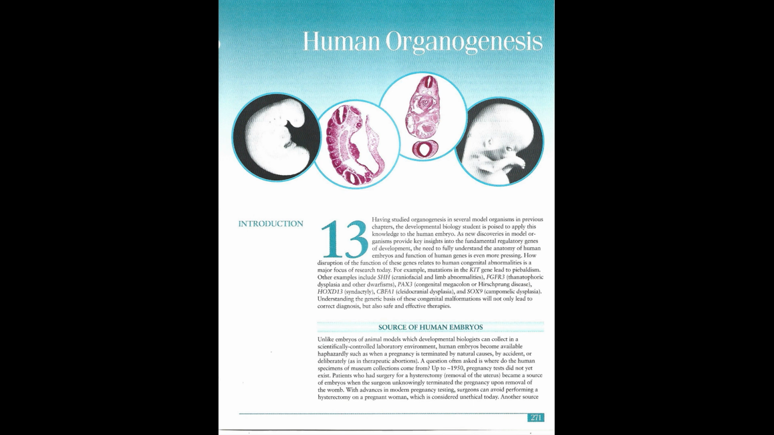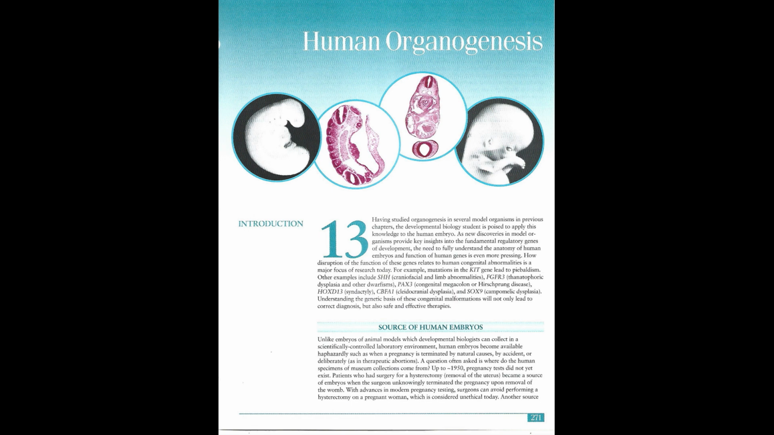A question often asked is, where do the human specimens of museum collections come from? Up to 1950, pregnancy tests did not yet exist. Patients who had surgery for a hysterectomy, removal of the uterus, became a source of embryos when the surgeon unknowingly terminated the pregnancy upon removal of the womb. With advances in modern pregnancy testing, surgeons can avoid performing a hysterectomy on a pregnant woman, which is considered unethical today.